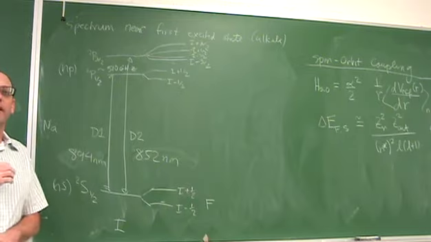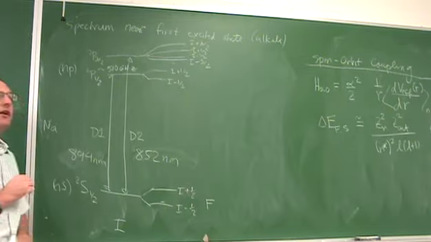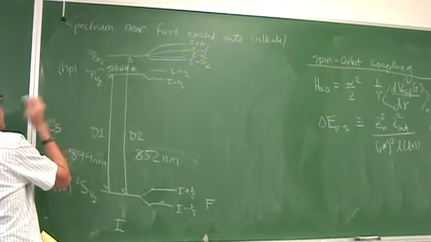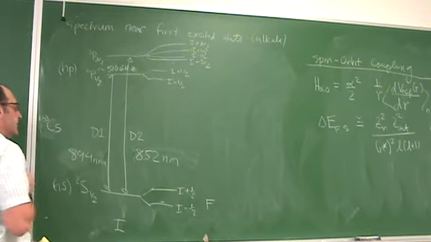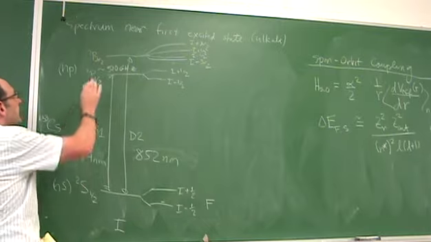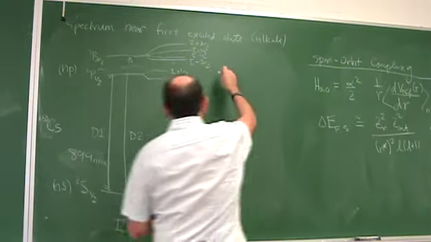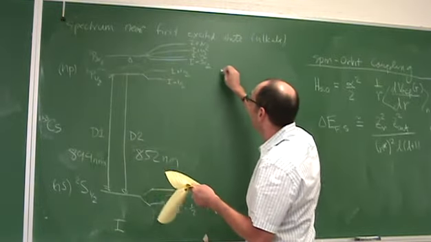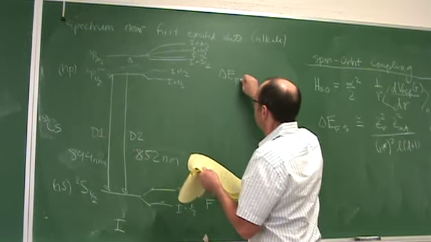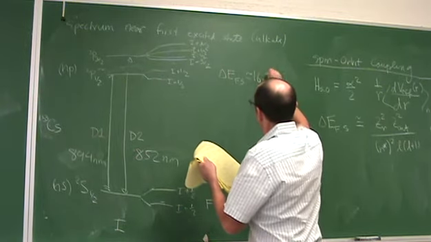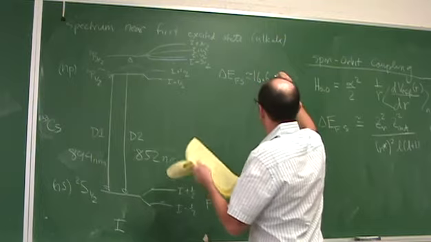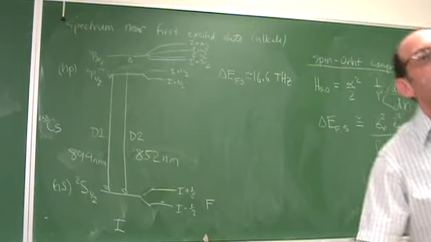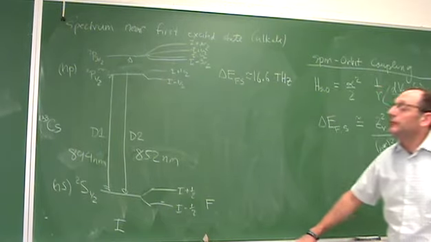This is for cesium. That was for sodium, the standard isotope. This is the standard isotope of cesium. The splitting in this case is much bigger. You can see it's many nanometers, and in terms of frequency, the fine structure splitting is about 16.6 terahertz. So it's much bigger. It's huge.